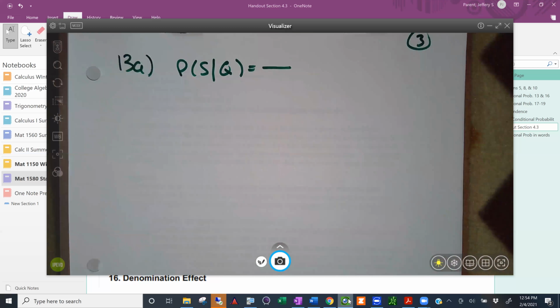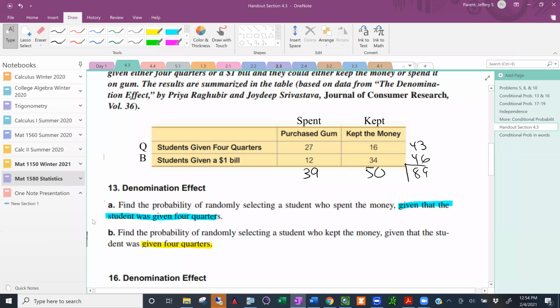Okay, let's see if we can figure that out. At the beginning of the problem, your sample space is this entire table. But that changes the moment they say that this student received 4 quarters. Your sample space is no longer the entire table. It's just part of that table. Can anyone tell me what part of that table the sample space is? What row or column?